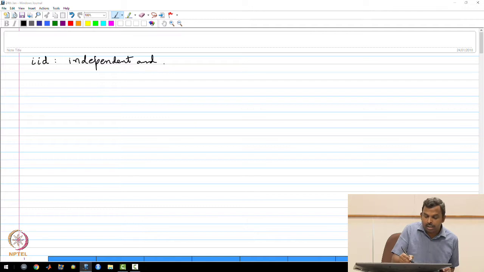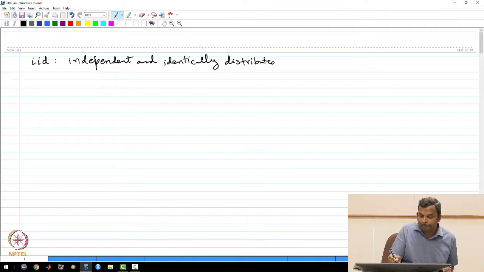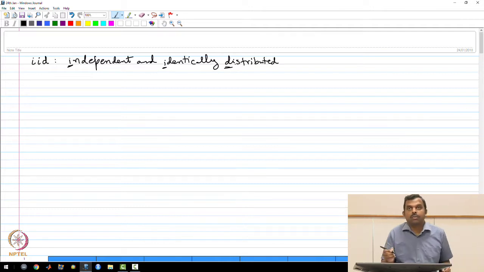IID means independent and identically distributed. So this is where this IID comes in. Let's start with a very simple example.